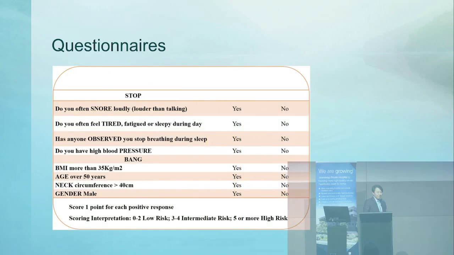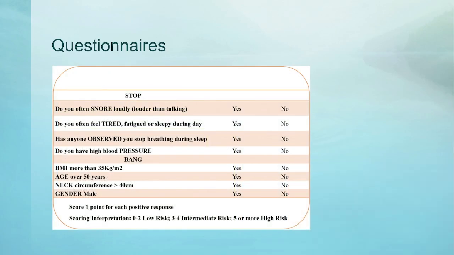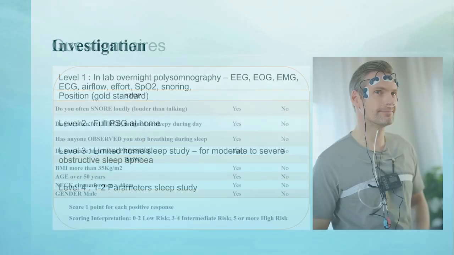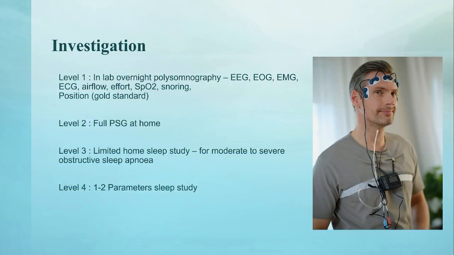There's also the STOP-Bang questionnaire, which you can use to screen for sleep apnea. So you suspect your patient has sleep apnea, even though they like to deny it. What to do next? The way to confirm your suspicion of sleep apnea is to do a sleep study. The current gold standard is an in-lab sleep study. We call it a level 1 sleep study, very comprehensive. It's done in the hospital.